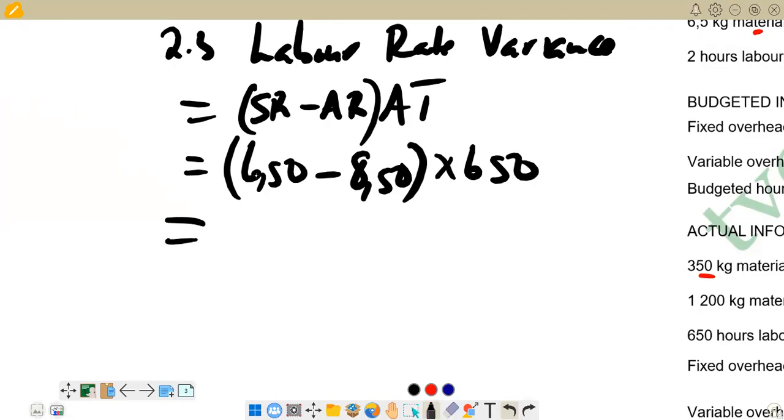And what we get there, obviously, 6.50 minus 8.50, we are going to get 2. Then we multiply by 650. And we are going to get what? 1,300.